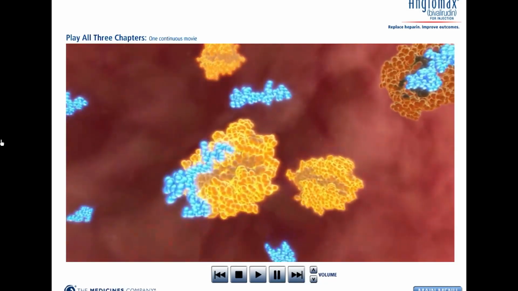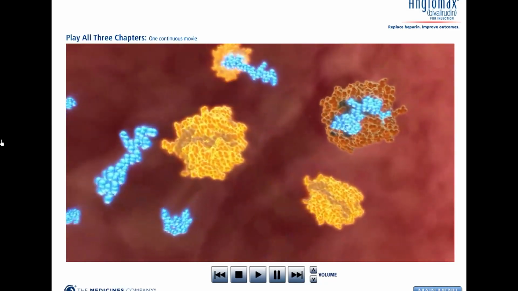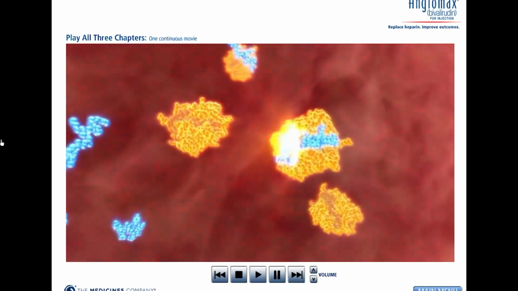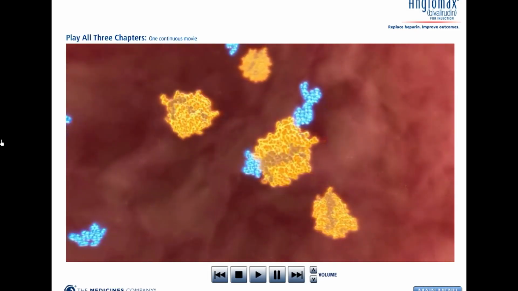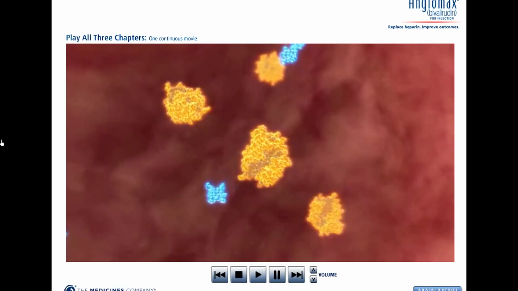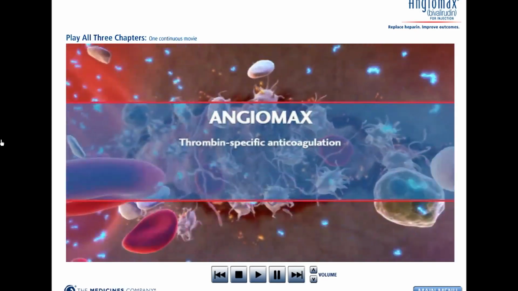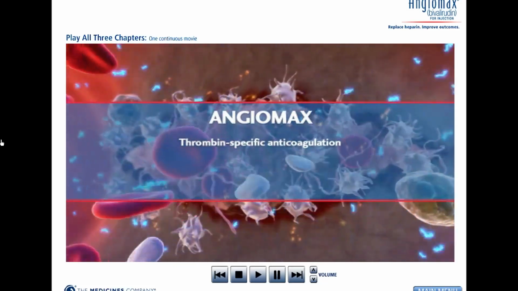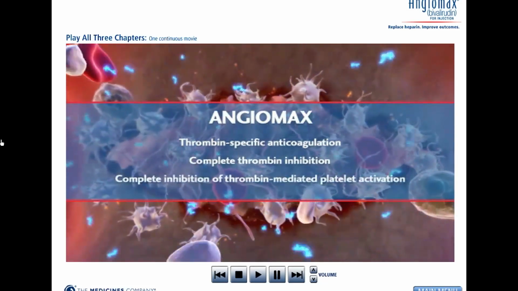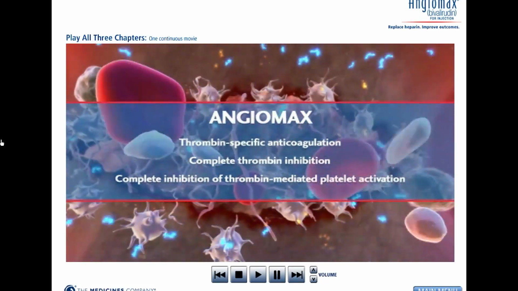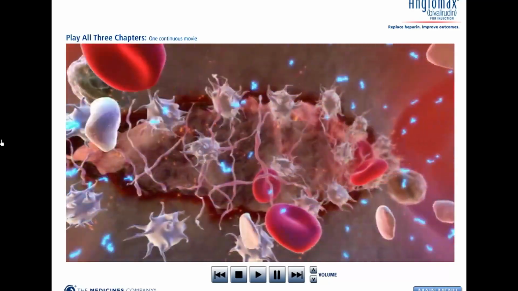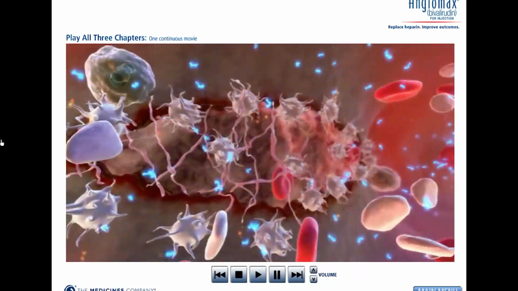The natural reversibility and the short 25-minute half-life of Angiomax helps explain the significantly lower bleeding rates seen in clinical trials. To summarize, thrombin-specific anticoagulation effectively inhibits both thrombin and thrombin-mediated platelet activation. Angiomax with provisional GPI is indicated for patients undergoing PCI.